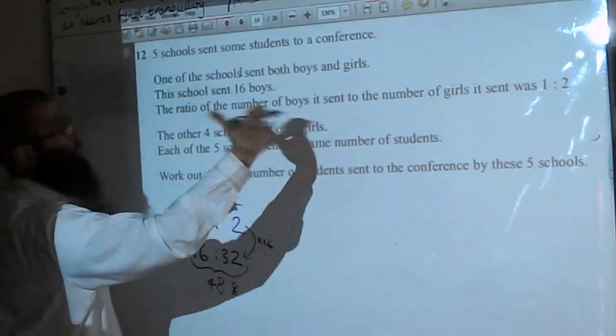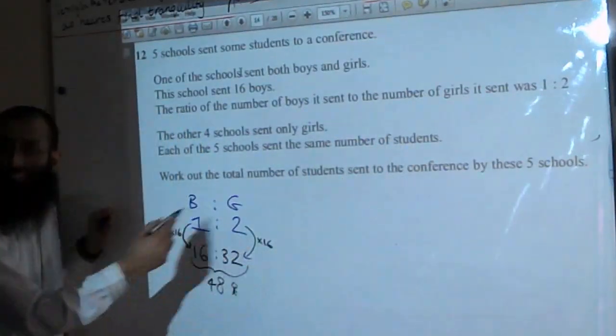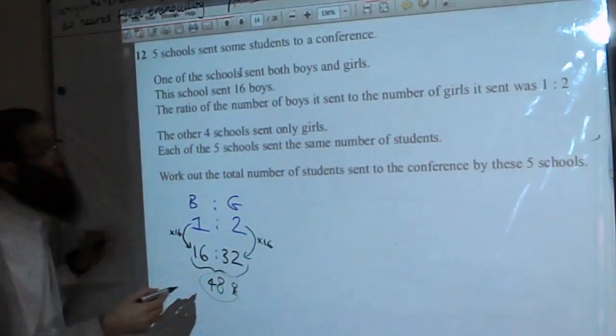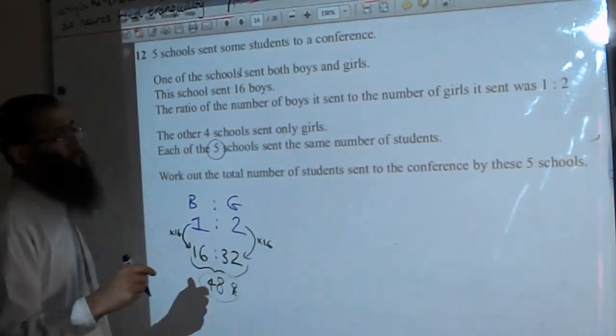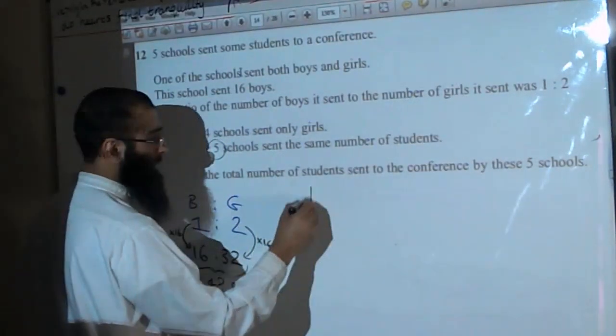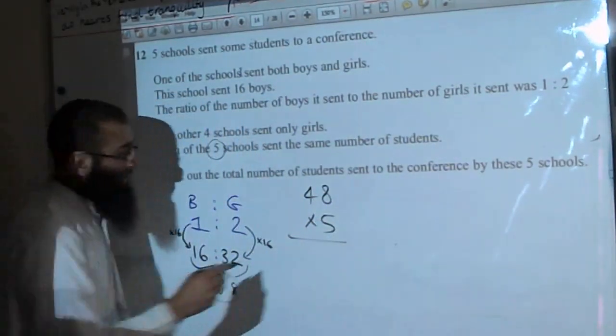The other 4 schools sent only girls. Each of the 5 schools sent the same number of students. So how many students did each school send? 48. And how many schools were there in total? 5. Work out the total number of students sent to the conference by these 5 schools. So it's going to be 48 times by? 5. Okay, now folks, please make sure you don't feed me wrong answers.